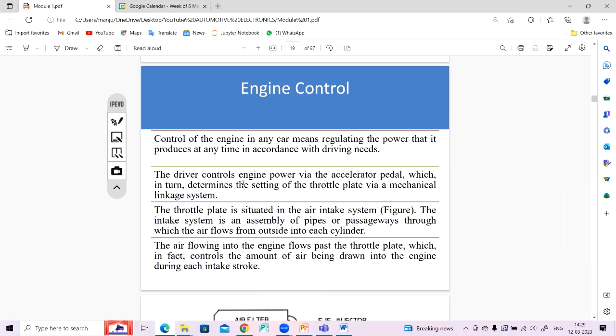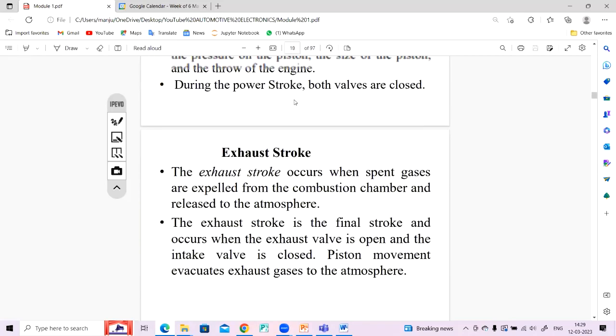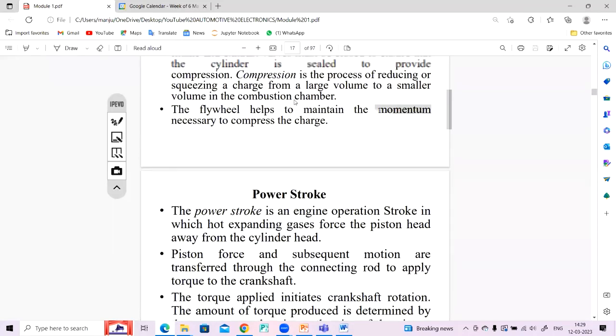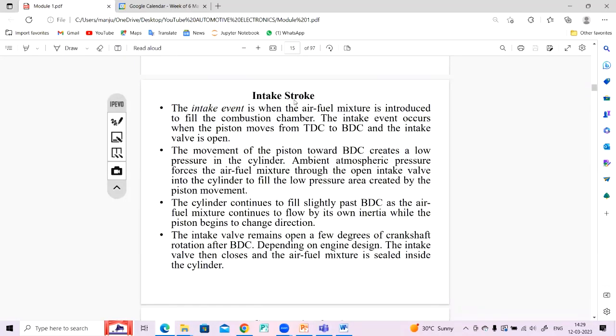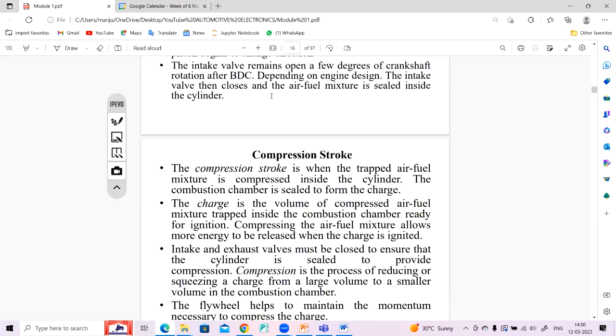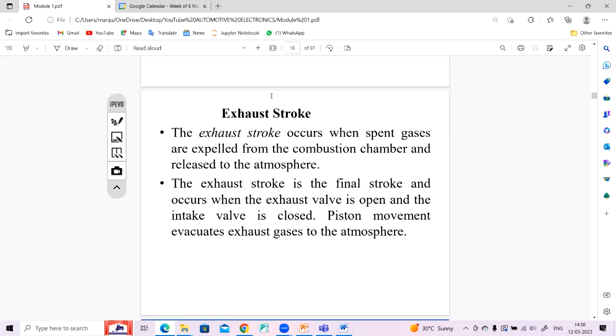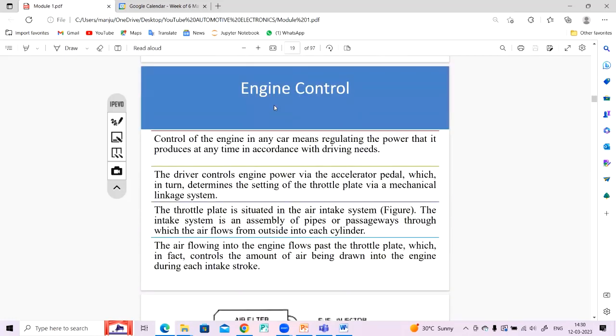Okay, last class we discussed the four-stroke engine. After discussing each part with respect to the intake stroke, compression stroke, power stroke, and exhaust stroke, every stroke acts as one stroke. That is, one as intake, two as compression, three as power, and four as exhaust. That's why it's named four stroke. So now coming to engine control.